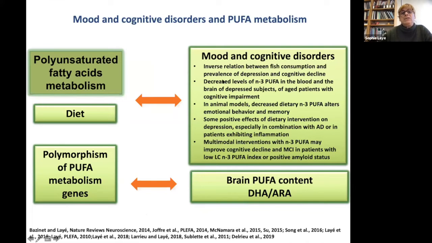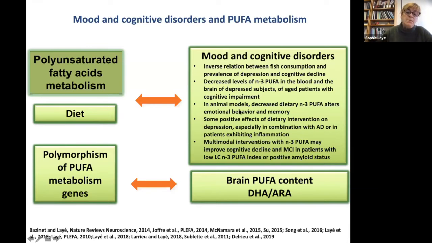So there is again in the literature a strong link between mood and cognitive disorders and polyunsaturated fatty acid metabolism and the amount found in the diet. What has been clearly described is an inverse relationship between fish consumption, which is rich in DHA and EPA, and the prevalence of depression and cognitive decline. Omega-3 levels in the blood and in the brain of depressed subjects have also been described as lower compared to healthy subjects. And this is the same in the brain of aged subjects with cognitive impairment.